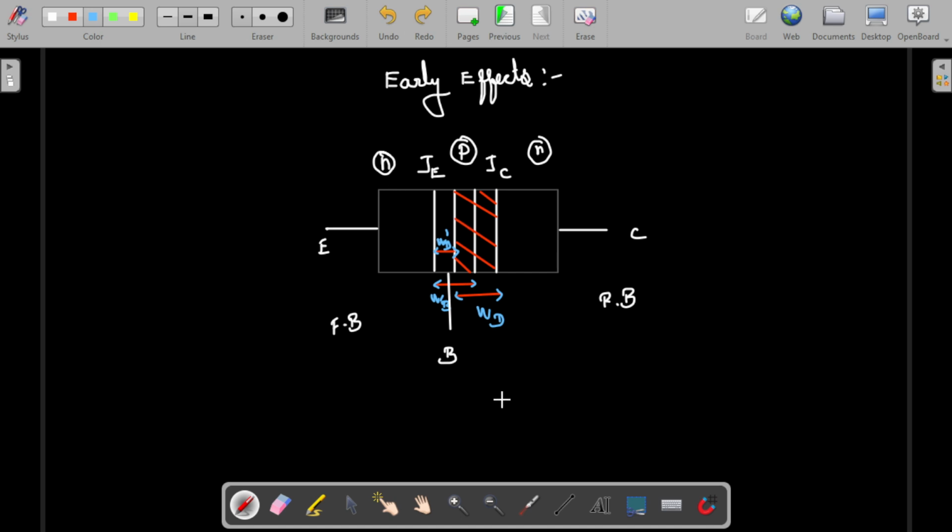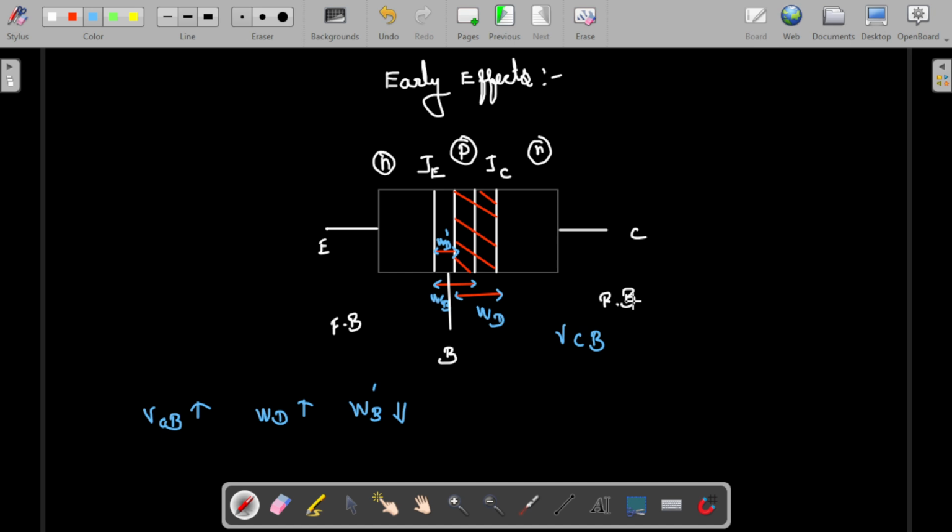There is one more effect we take into account: whenever we increase the reverse bias, for example here this is VCB. When VCB keeps increasing, the depletion width will keep increasing. If the depletion width keeps increasing, then WB dash will keep decreasing. WB is the actual width of the base region, which is usually very thin, and WB dash is the non-depleted region.